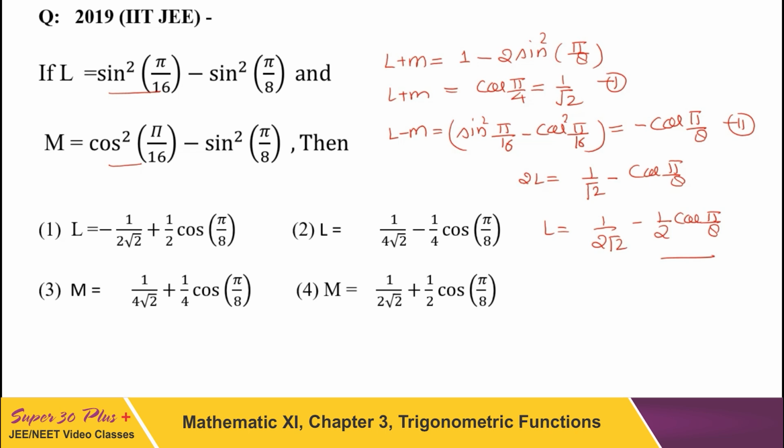Here is the value of L, 1 upon 2 root 2 minus 1 by 2 cos pi by 8. So there is no value of L satisfying this system. Okay. Now what is the value of M?